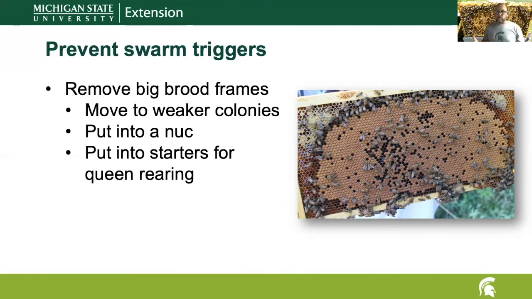This is also a way where you can create nucs that you can sell. You can take these brood frames, add a queen cell in there, or a mated queen, and boom, you've got a fully functioning colony at that point, because the workforce that's going to hatch from this is going to be huge relatively quickly. So that's another thing you can do. You can also use these for starter colonies for queen rearing. So there are multiple uses that you can have for these large brood frames.